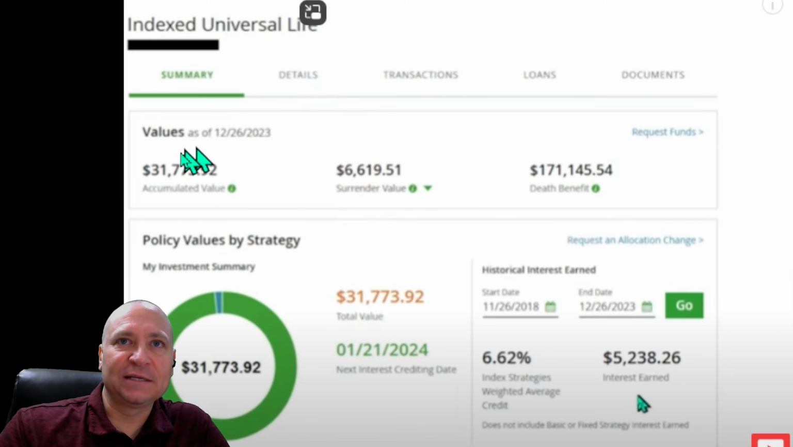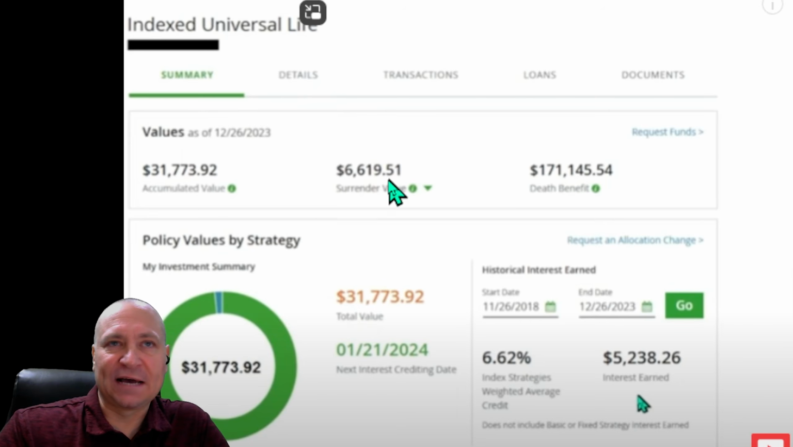You can see I've got $31,773 in accumulated value. Now I do have a loan outstanding, so the surrender value is only $6,000, but that's not because of surrender charges. My actual surrender charge is like $600. And we're 5 years into this policy. You can see my death benefit, not very much, $170,000. In the scheme of things, it's not very much. My cost of insurance is actually pretty low because of that.